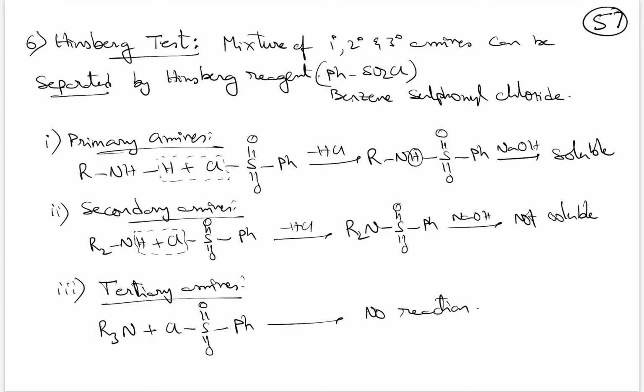So primary amines on reaction with Hinsberg reagent, benzene sulfonyl chloride, HCl will be removed like this, and you will get the condensation compound like this, and there is an acidic hydrogen here that on reaction with NaOH will form a salt. It is an ionic compound, no? So therefore it will be soluble. So it is a soluble form.